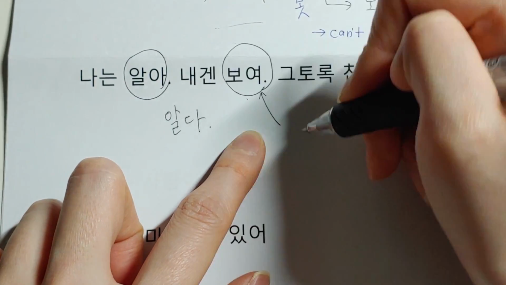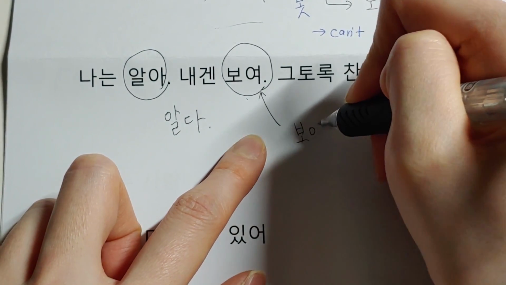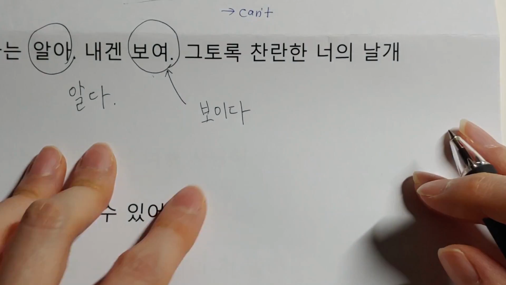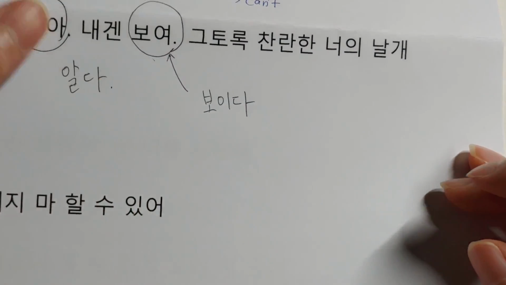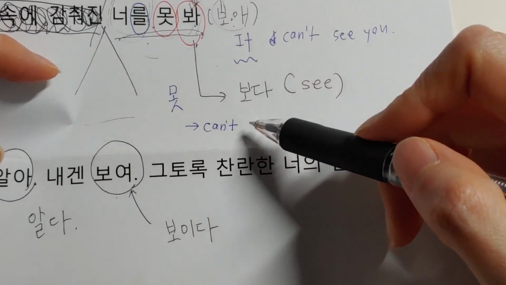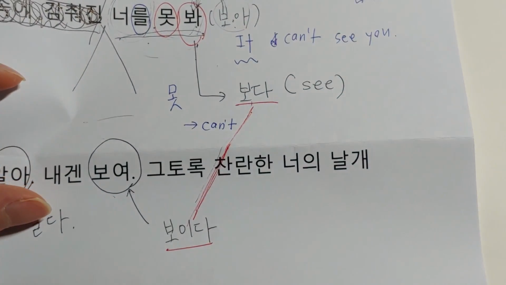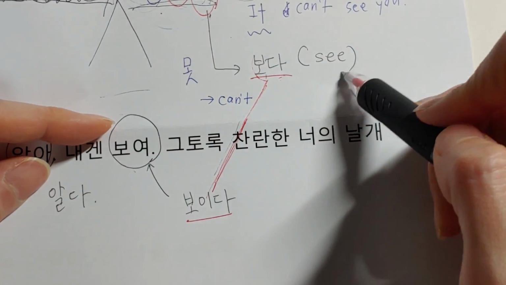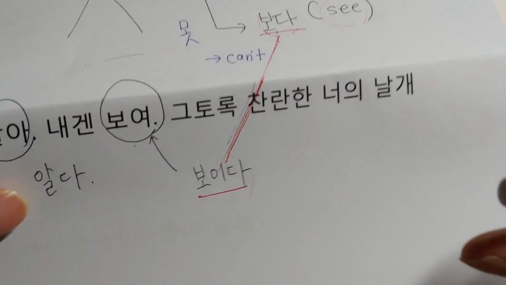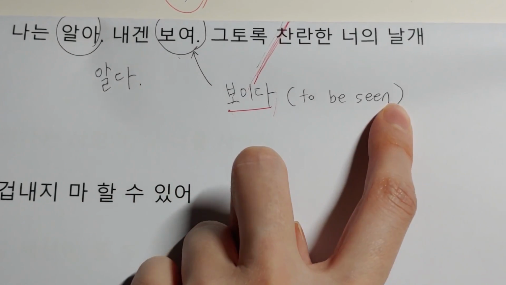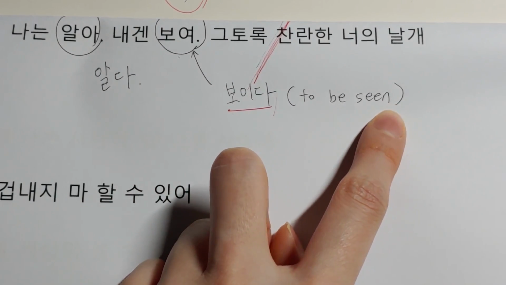And this verb comes from this base verb, 보이다. So 보이다 and the verb that we just learned, 보다, they look similar, but they have a different meaning. So 보다 means to see, and 보이다 means to be seen. So it's a verb that has a passive meaning.